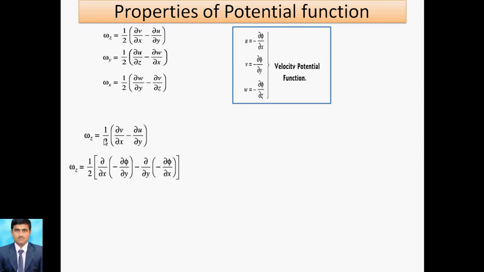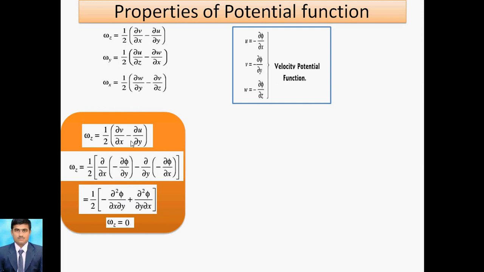So I put the value of half, ∂/∂x as it is; v means nothing, but minus ∂φ/∂y. Instead of u I can write minus ∂φ/∂x. So after solving, we get half of minus ∂²φ/∂x∂y minus ∂²φ/∂y∂x. If you take the addition of this, it gives the value 0, that is ωz is equal to 0. So this is the first formulation.